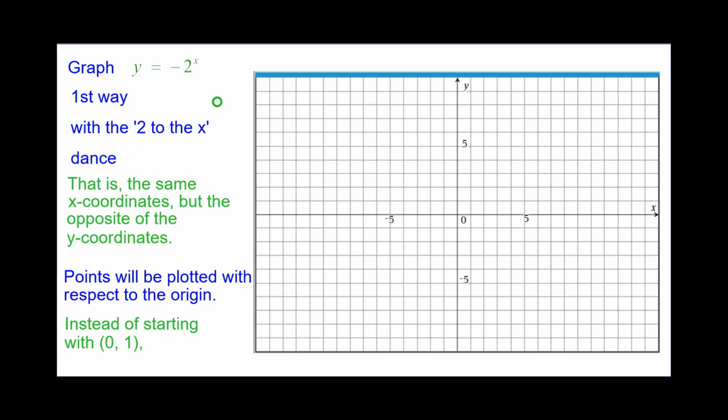Instead of starting at 0, 1 like we normally would do on the y equals 2 to the x, we're going to go to 0, negative 1, because the opposite of 2 to the 0 power is negative 1. From there, from the origin, we'll go right 1 down 2. The opposite of 2 to the first power is negative 2. Right 2 down 4. The opposite of 2 squared is negative 4. And right 3 down 8. The opposite of 2 to the third power is negative 8.